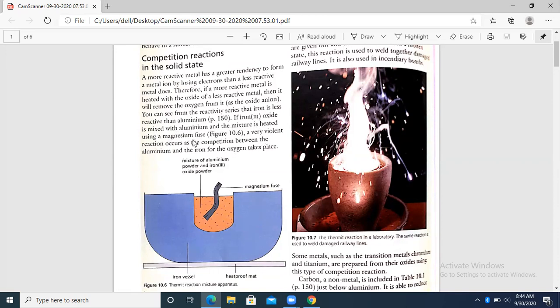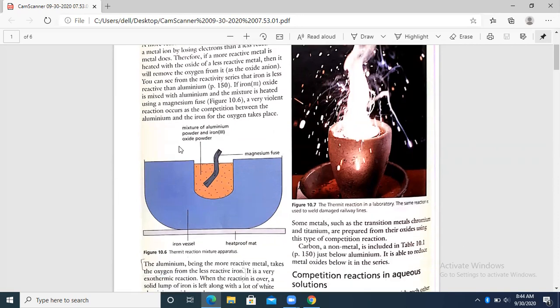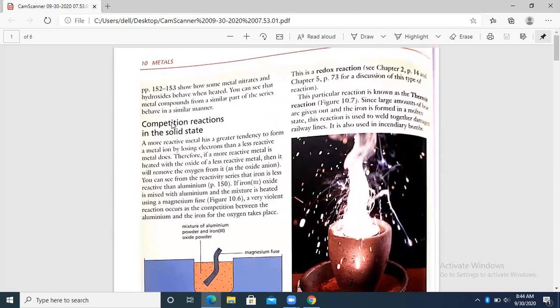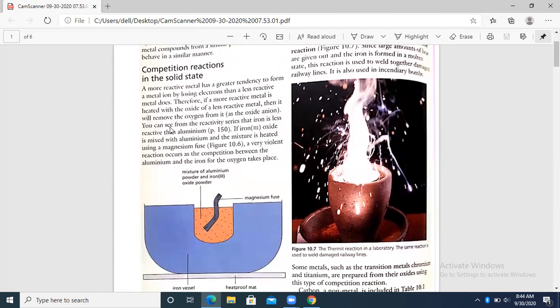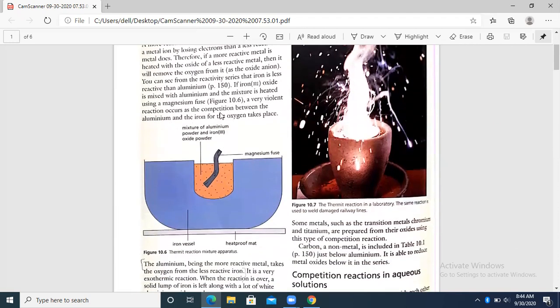A very violent reaction occurs. This reaction is called a competition reaction. There is a competition between the aluminium and the iron for the oxygen. They are fighting, competing for oxygen. The iron trioxide, Fe2O3, has oxygen, and to get that oxygen, aluminium and iron are competing.